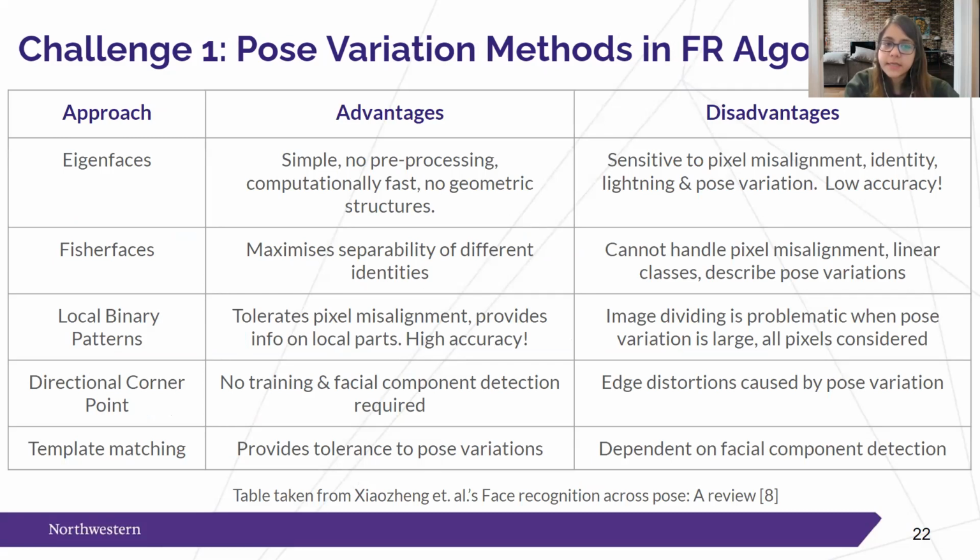As you can see, while some are simple, they don't need preprocessing, they're computationally fast, and they don't even have training and facial component steps involved. But at the same time, they have disadvantages: they're sensitive to pixel misalignments, or they can't handle large pose variations or edge distortions. So it really depends on the pros and cons of each method, and using a combination of methods, hybrid methods, is what researchers generally do to achieve higher accuracy.